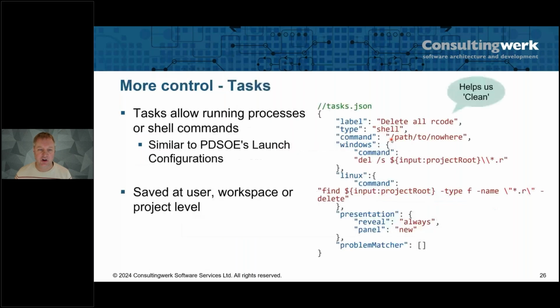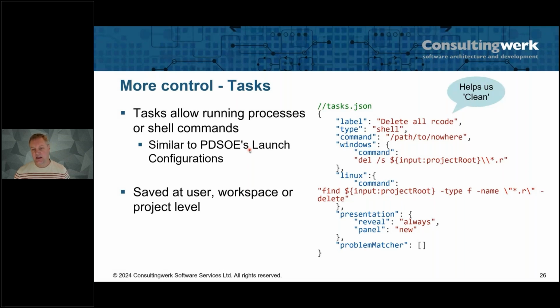So tasks is the mechanism that Visual Studio Code gives us to do more stuff. And we can do a lot in there, right? The example here is to delete all our code. So they have kind of two types. One is shell, and one is process. If you have a process type of task, it will launch a new process. If you have a shell, it will try and run it in the shell.